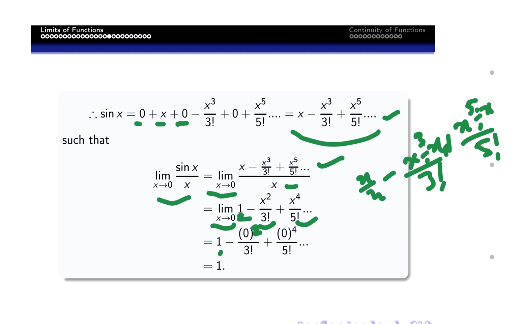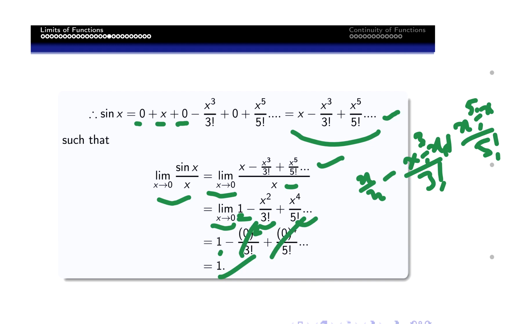And that tallies with the graph, and it tallies with what we got from L'Hopital's rule. So it means that the limit of sine x over x actually exists as x approaches 0. So you can use L'Hopital, and you can use this Taylor expansion for sine x. Okay, I hope it's coming well.